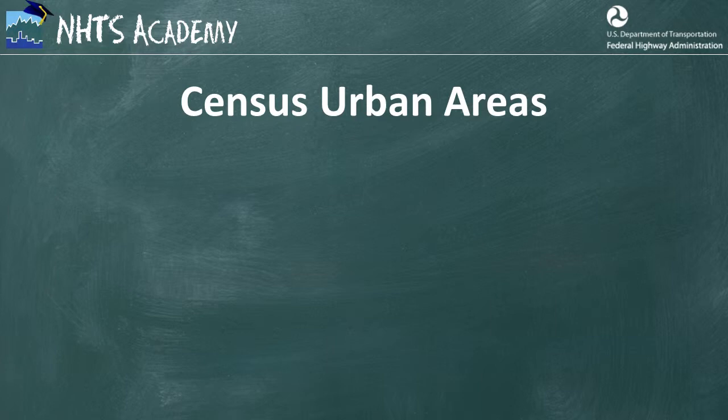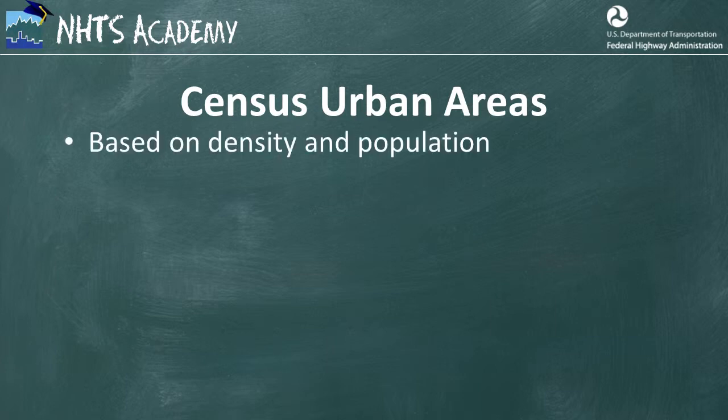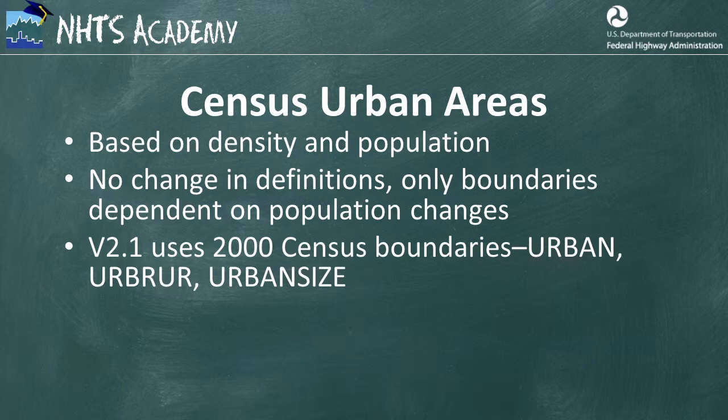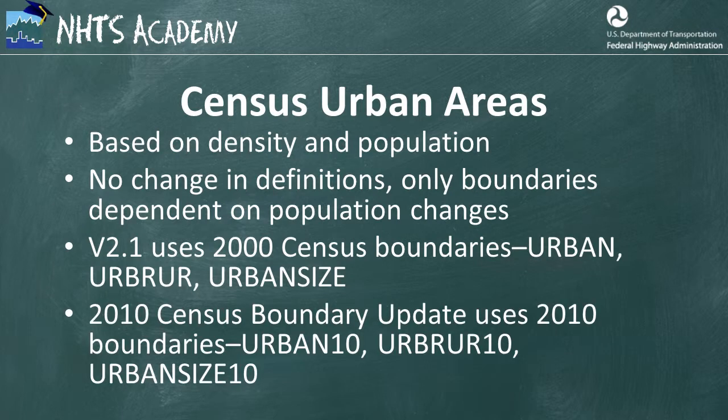Finally, we come to the census urbanized areas, which are defined based on density and overall population of a given area. These areas are updated with each census, and while the boundaries may have changed somewhat between 2000 and 2010 based on changing populations, the definitions have not. So version 2.1 of the NHTS uses the 2000 census boundaries, and the 2010 census boundary update file uses 2010 boundaries.